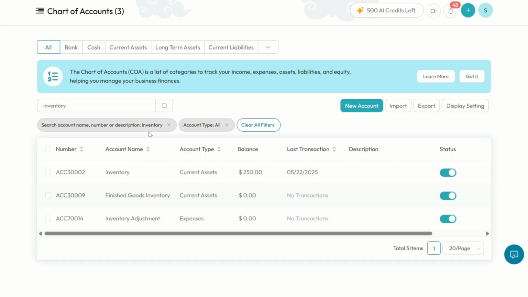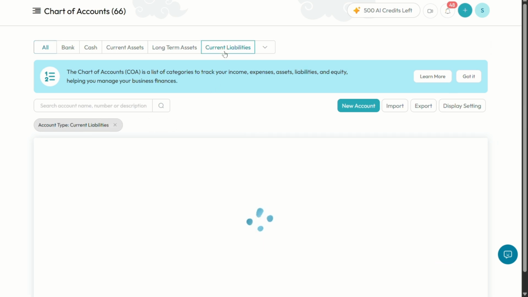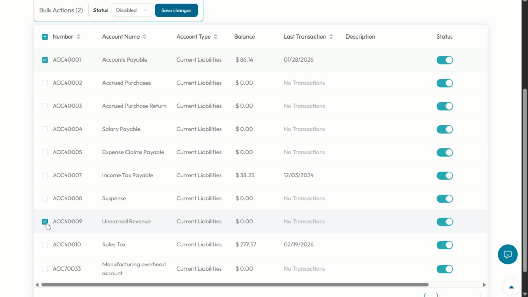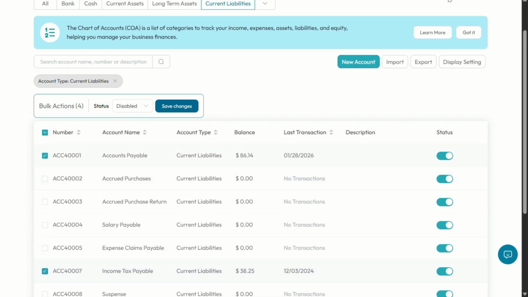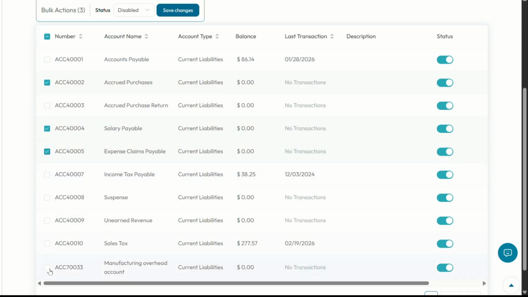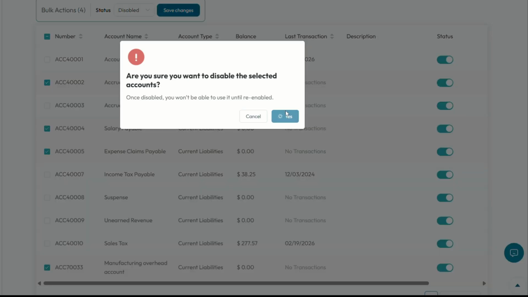Next, liabilities. Keep accounts payable if you track bills. Keep unearned revenue if clients pay you up front. And keep sales tax or income tax payable if you're registered. Most freelancers can disable accrued purchases, salary payable, expense claims payable, and manufacturing-related accounts.